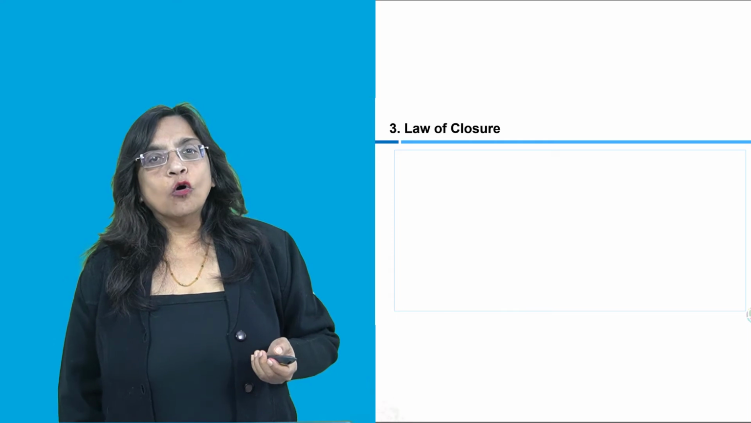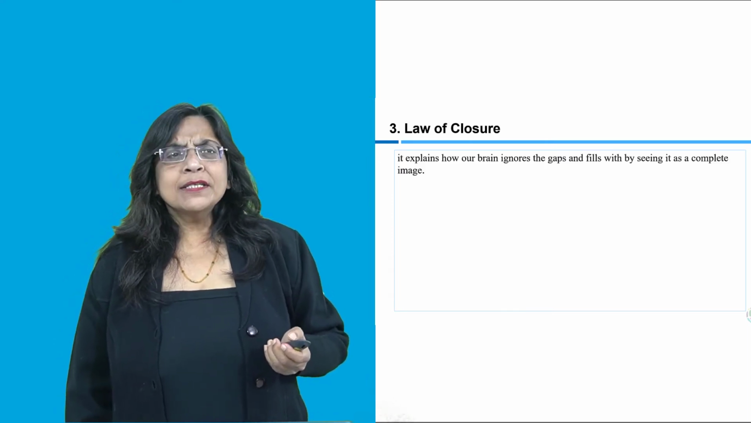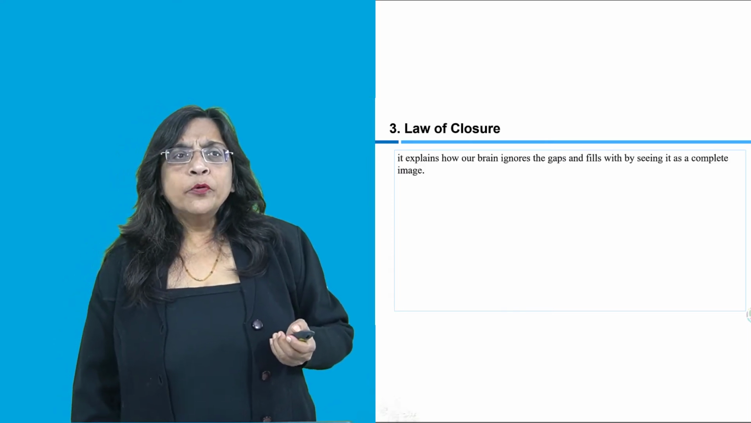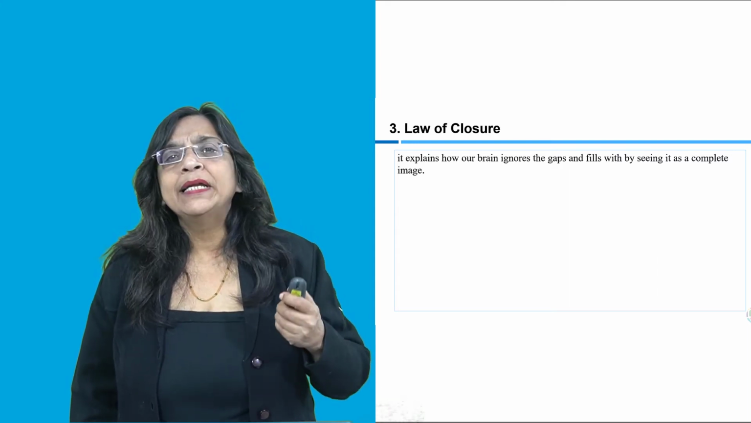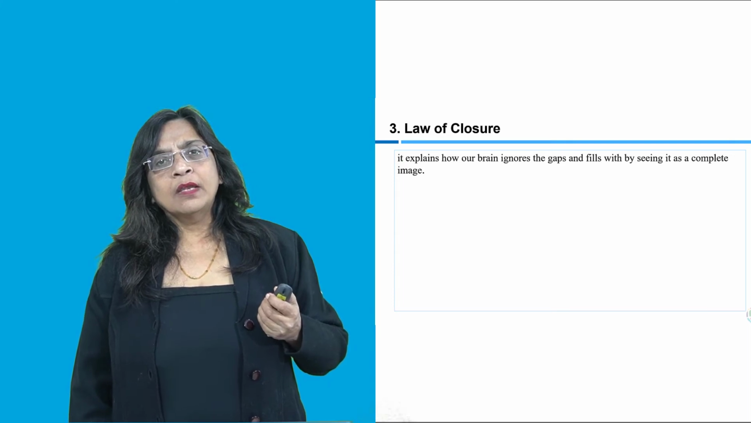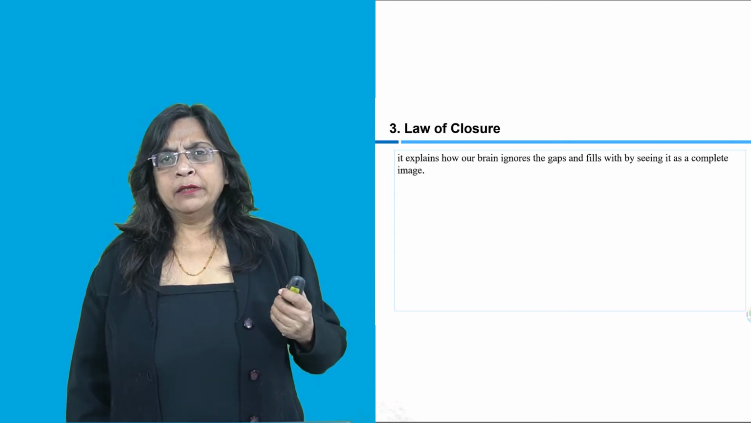Let's look at the third one, the law of closure. What does it say? The law says that our brain ignores gaps and fills them up by seeing it as a complete image.